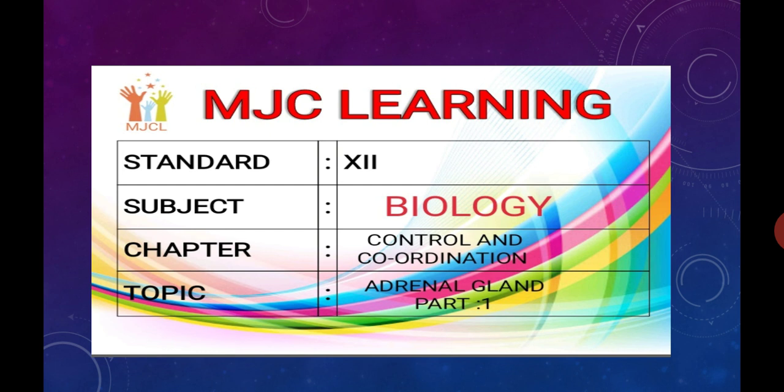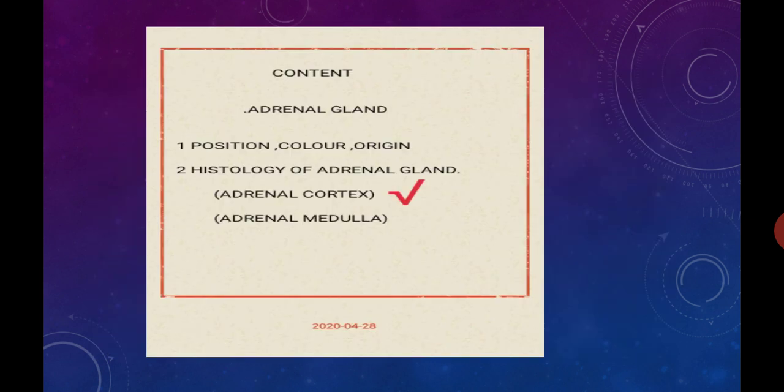In our last lecture, in the chapter Control and Coordination, we had seen one endocrine gland, that is pancreas. In today's lecture, we are going to see the next endocrine gland, that is adrenal gland. So let's start with the adrenal gland.